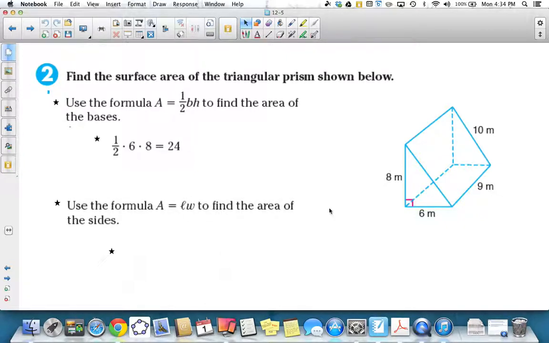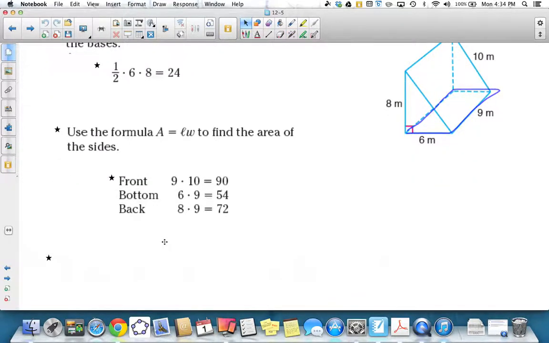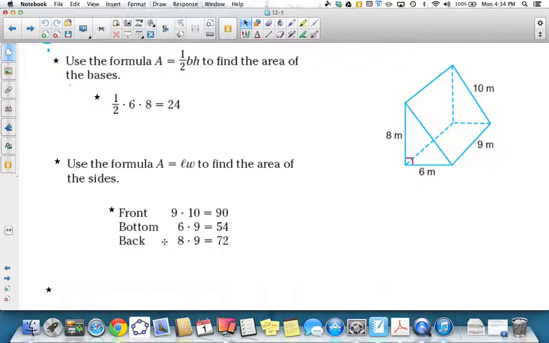Next, we want to find the area of the sides, and the area of the sides are 3 rectangles. This is one, and this is another one right there: the front, the back, and the bottom part of our triangular prism. Let's go ahead and do that. The front part has an area of 9 times 10, or 90 square meters. The bottom part has 6 times 9, or 54 square meters. And the back part is 8 times 9, or 72 square meters.